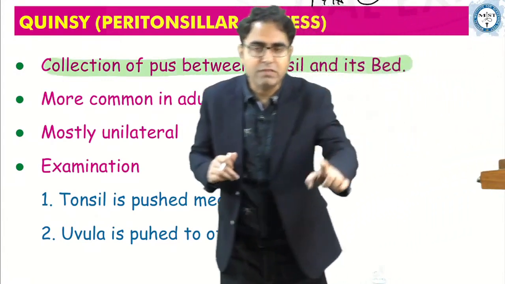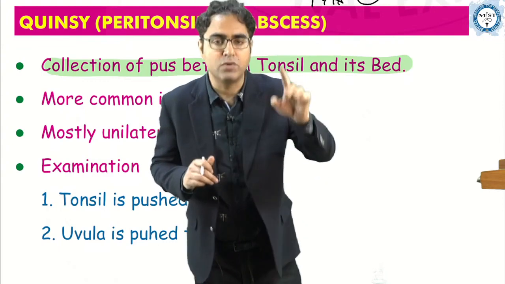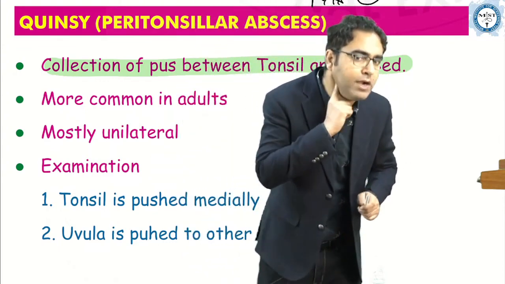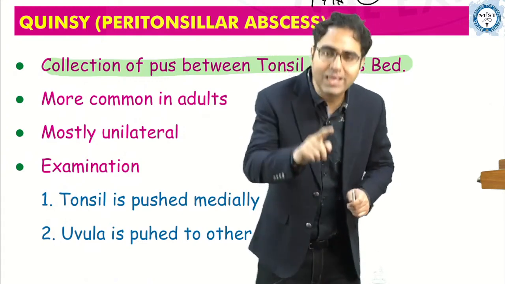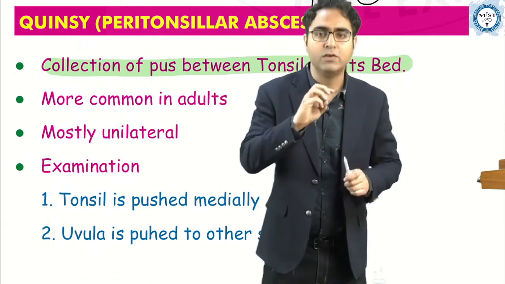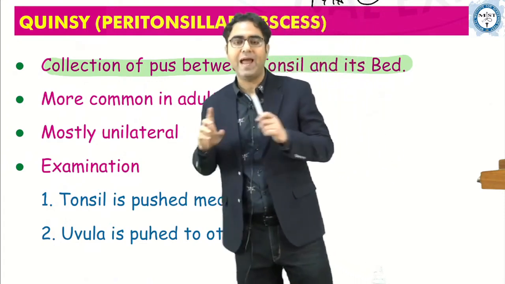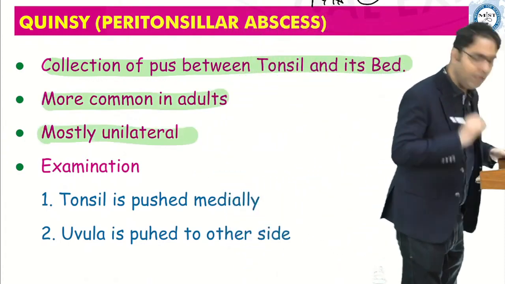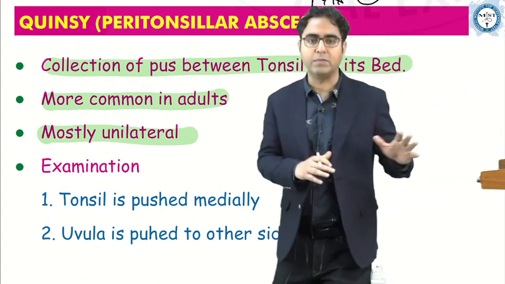Which muscle makes the bed of the tonsil? This is the bed of the tonsil. Which muscle is making the bed of the tonsil? Revise it. Superior constrictor muscle. So it's a collection of pus between the tonsil and its bed. It is more common in adults and it is mostly unilateral. It's only on one side.